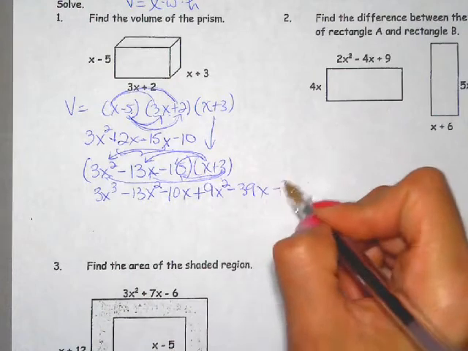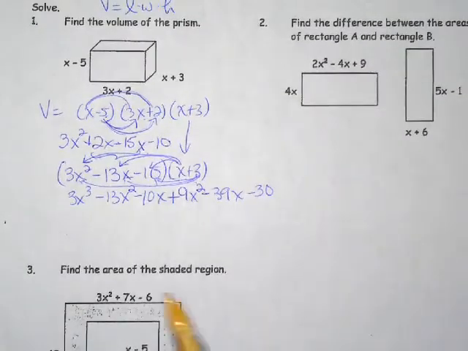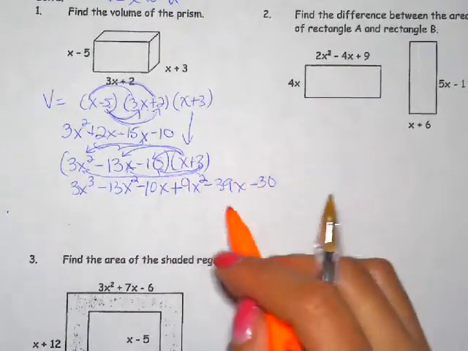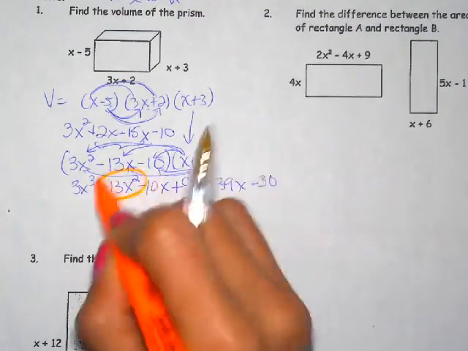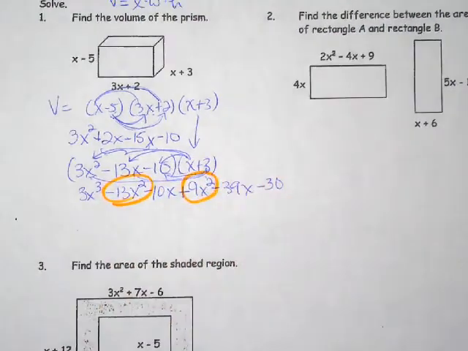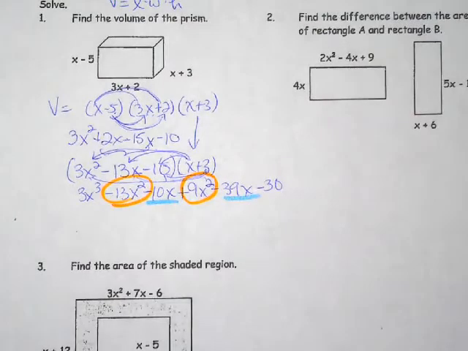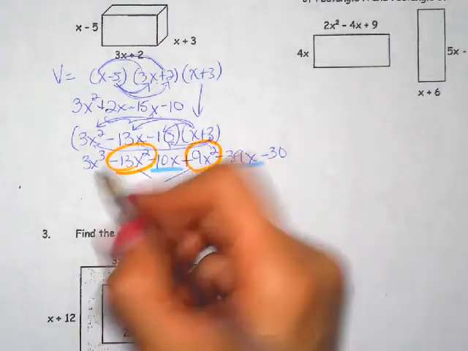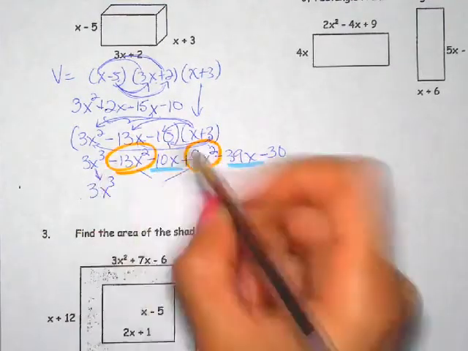Negative 30. Okay. Now, I've been grading your homework, guys. I need you to be careful. Make sure when you multiply that you're doing the correct variable to the correct power. That way, when we combine like terms, you're doing the right one. So those two are like terms because they have the same x to the same power, and these two are like terms because they have the same x to the same power. There's no other x to the third power, so that one just comes down.